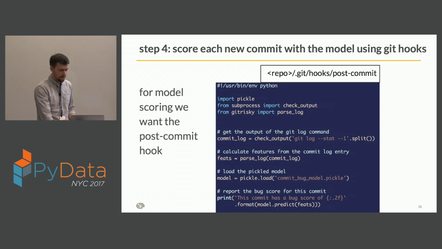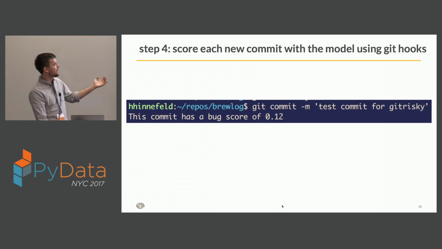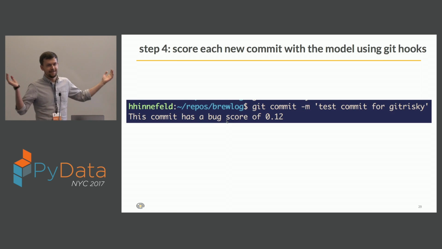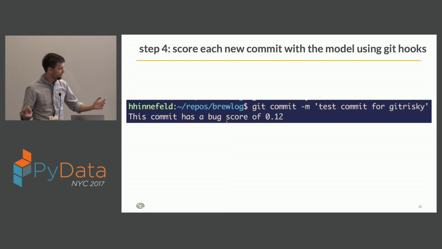So, big drum roll, the final output of all of this is something that looks like this. You make a new commit and you get a little message that says how risky this particular commit is. So that's kind of the bulk of the talk.